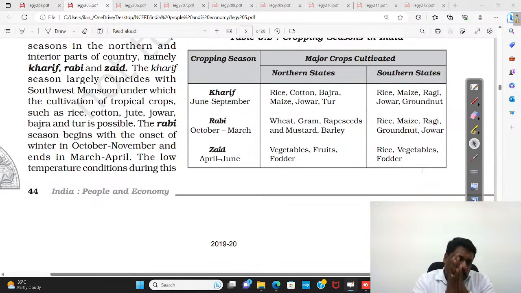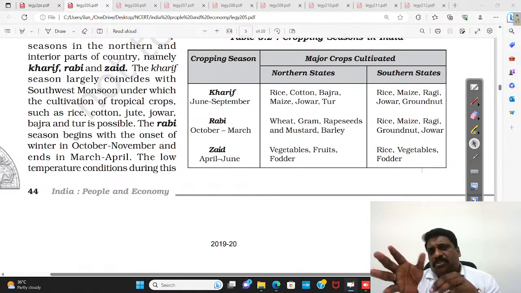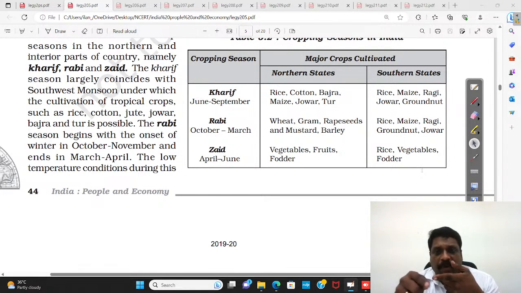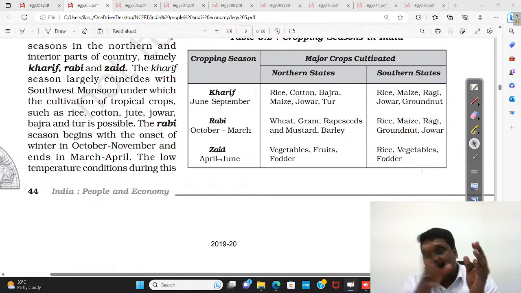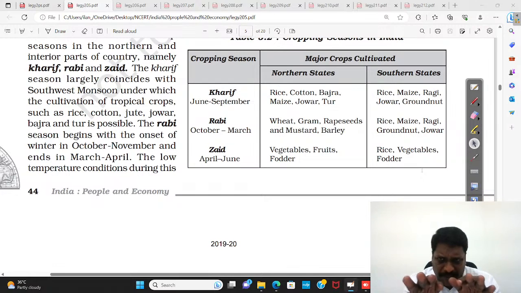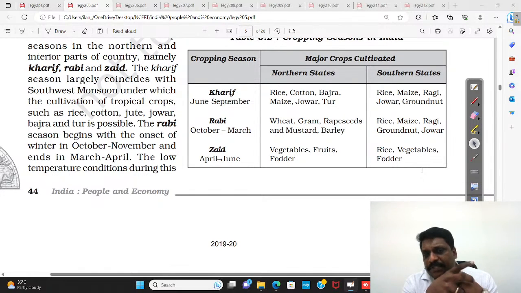Kharif season is more like a monsoonal crop. All these crops, my dear friends, will need more temperature and more water. Then Rabi crops are winter crops. The temperature needed will also be less, and the rainfall expected will also be less. Zaid is a dry summer crop.